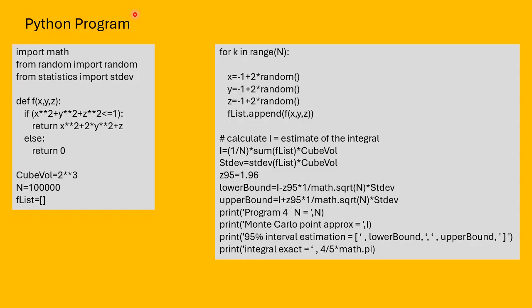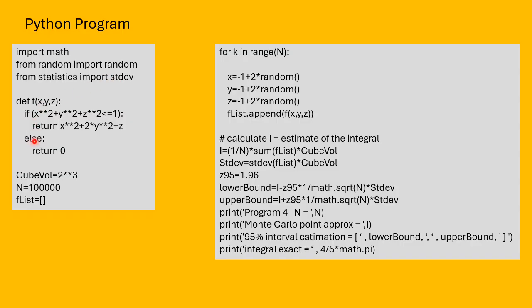Here's a Python program to do this Monte Carlo integration. First, we'll import the math library. From the random library, we'll import the function random, which will generate pseudo-random numbers having a uniform distribution on 0, 1. And from the statistics library, we will import stdev, which is the standard deviation function, sample standard deviation.